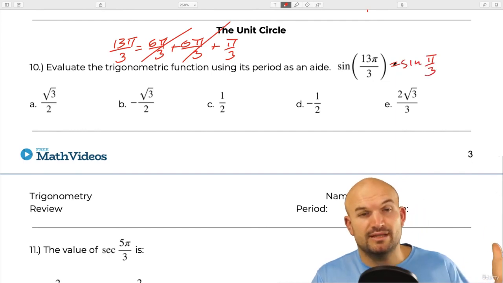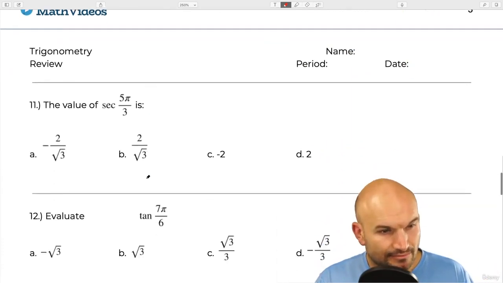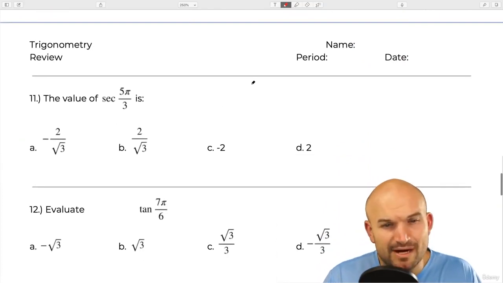So you think pi over 3, that's the y coordinate. That's in the first quadrant. That'd be A. What is the secant of 5 pi over 3?